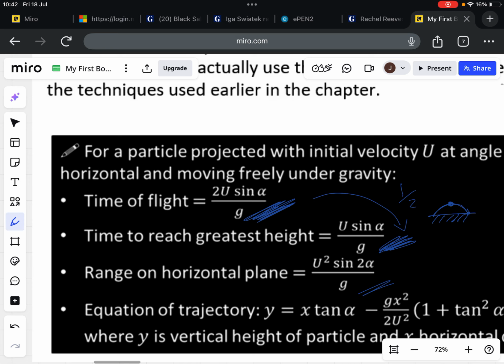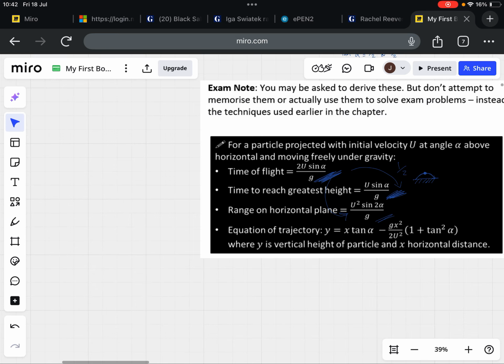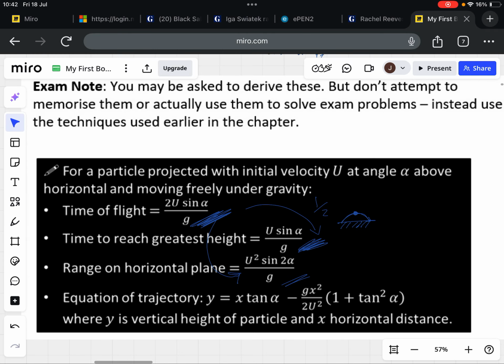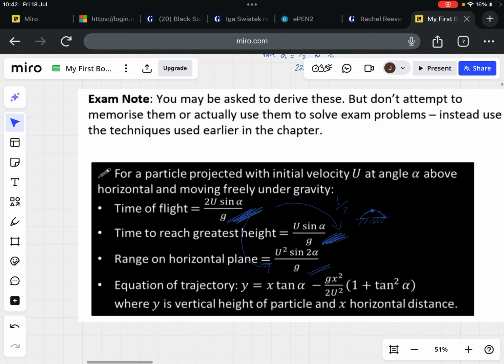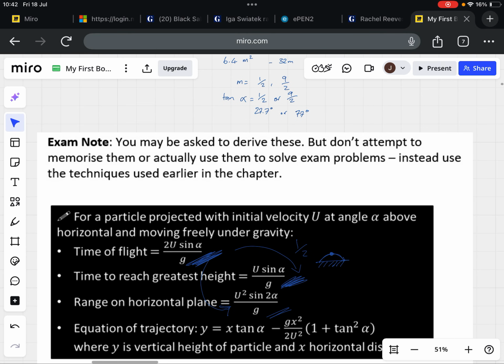The range, I think we went directly from that to that one there. And then the last one, you have to use y's and x's to prove these ones in general. But they're generalized formulas for when you have projectiles from the ground to the ground.